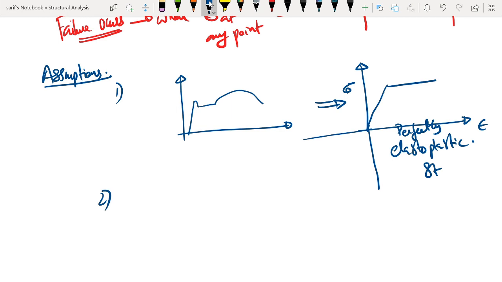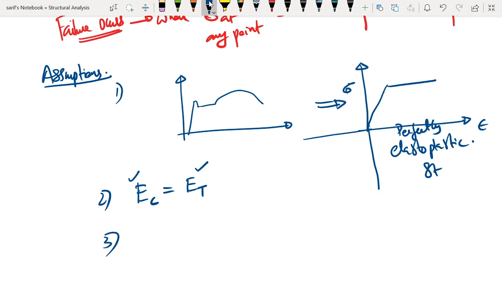Second assumption is that the modulus of elasticity in compression and the modulus of elasticity in tension remain the same. That is, the material has the same properties in tension as well as in compression. So the modulus of elasticity in tension is the same as the modulus of elasticity in compression. That is, the material has the same behavior in tension as well as compression.